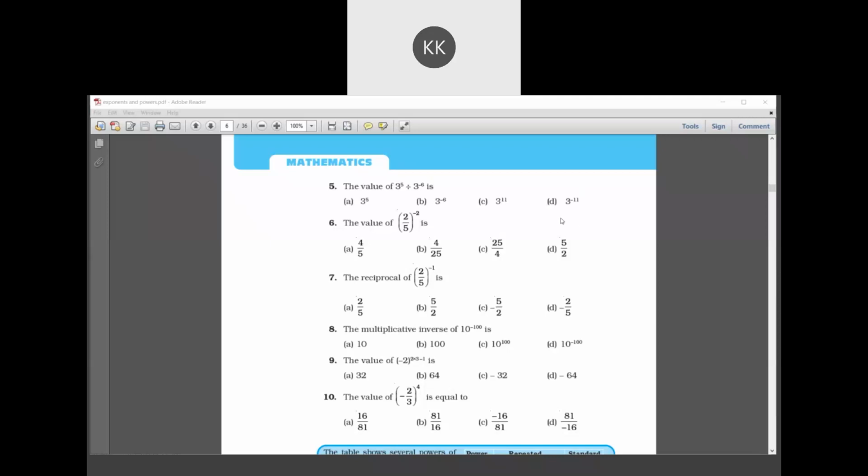Yes, sir. Look at question number 5. The value of 3 to the power of 5 divided by 3 to the power of minus 6 is? Sir, 3 to the power 11. Why, sir? Because we can write 3 to the power 5 divided by 3 to the power minus 6, when it will come up plus 6 will happen, sir. Minus into minus plus. So this becomes 3 to the power of 5 plus 6. So it becomes 3 to the power of 11. Okay.